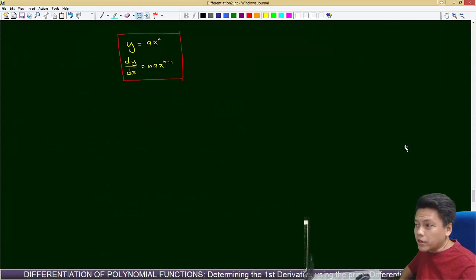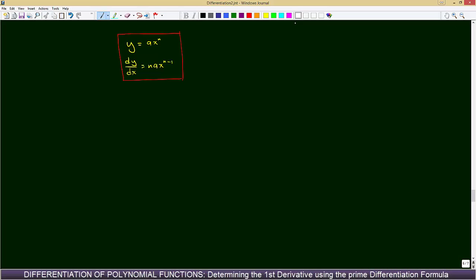In the previous video, we have learned about this special differentiation formula, and now we are going to learn how to apply the formula to real examination type of problems. Let's pick up some simple examples.